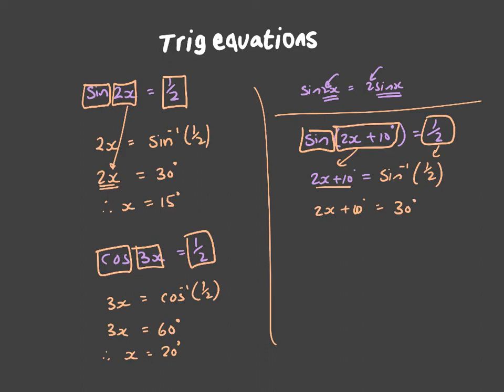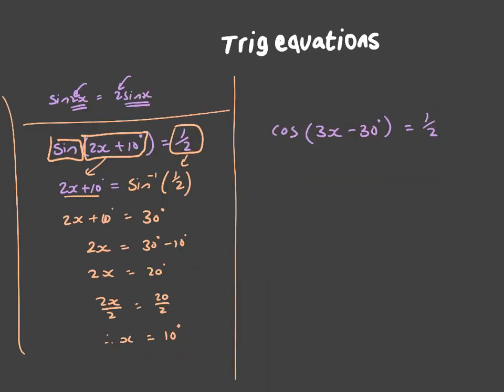Great stuff. So therefore, 2x plus 10 degrees is equal to 30 degrees. What is x then equal to in the first quadrant? What you're going to do, first of all, is minus 10 on both sides. So 30 degrees minus 10 degrees, so 2x then is equal to 20 degrees. And therefore, what is x? What are you going to do? You're going to divide both sides by 2. Therefore, x is equal to 10 degrees. Let's look at the next one.